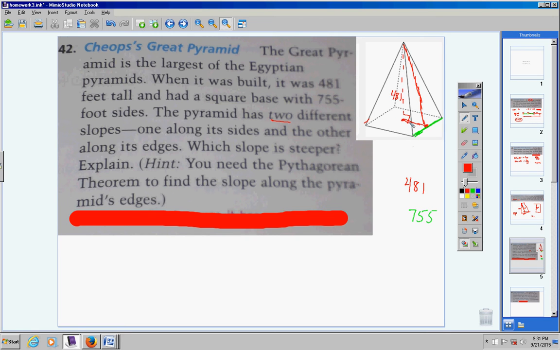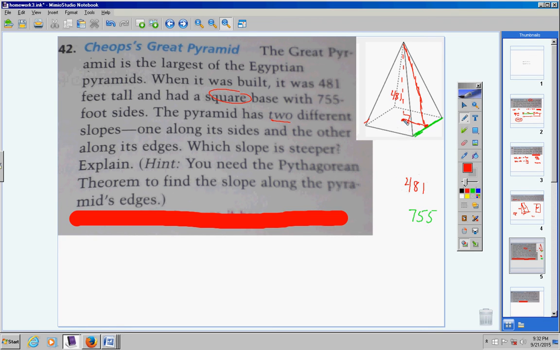Okay? I know my run also. Well, sure you do. I mean, this is the center. So from here to here would be the same as half a length of this. From here to here is the same thing as half the length of this side over here. Now what's the whole side already? Remember, it's a square base. That means all the sides are the same. It has a length of 755, so cut that in half and you'll get 377.5.